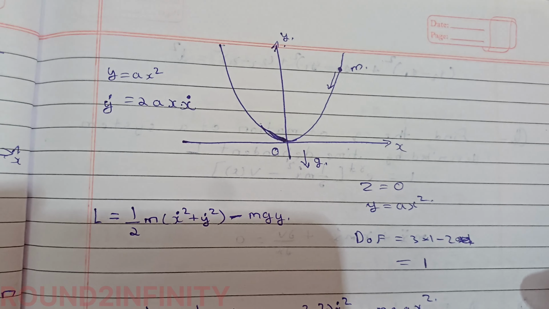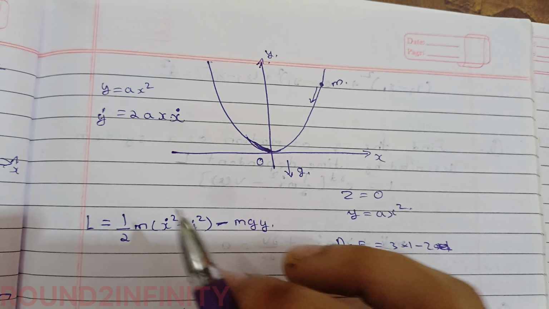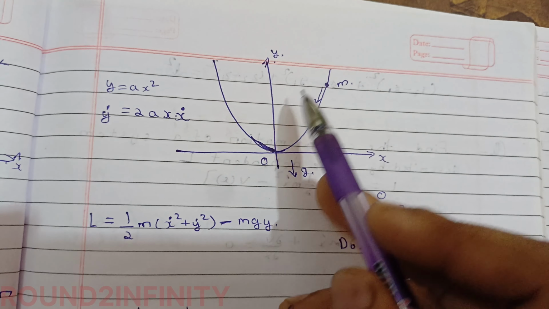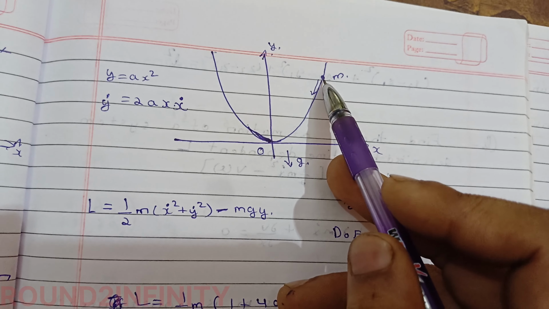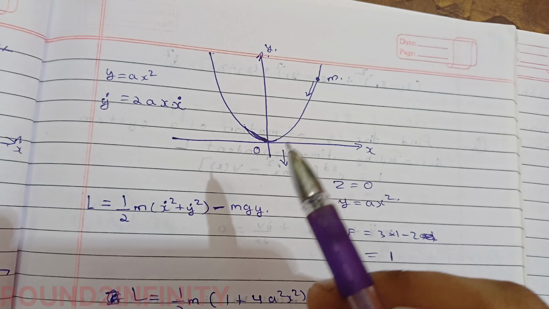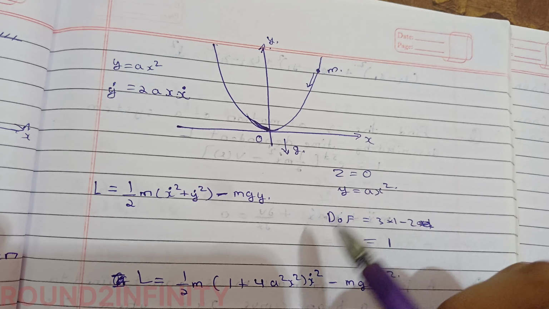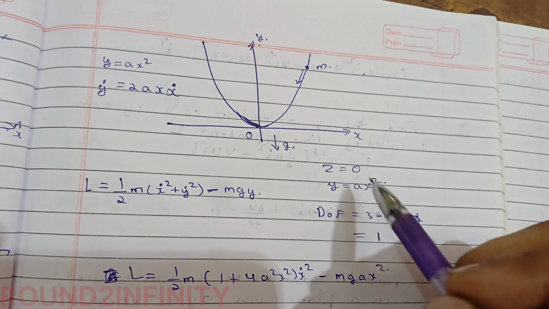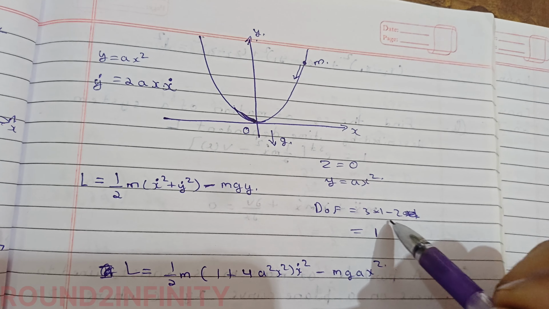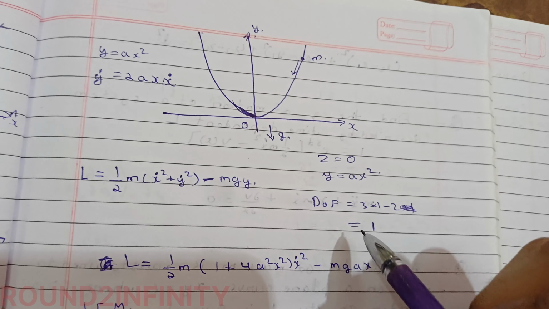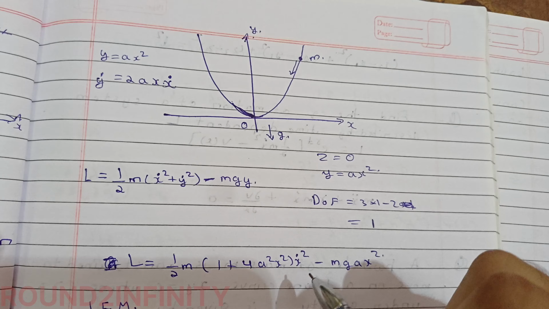So first let's find the number of coordinates, or the degrees of freedom it will have. It will have 3 coordinates x, y, z, but we know z is equal to 0. So this is one constraint, and the second is y equal to a x square. So we have two constraints, so the degrees of freedom will be 3 minus 2, which is 1. So only one degree of freedom, means one variable is required.